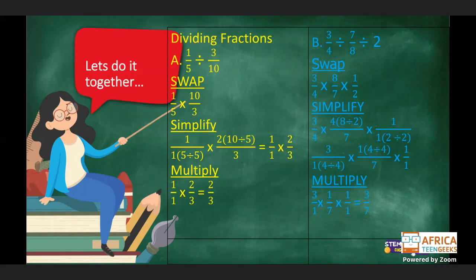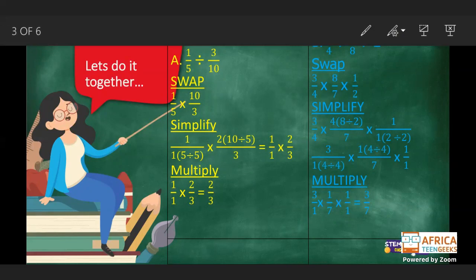Now, I have 2 examples here for you guys, step by step with different colors. For example number 1, we have 1 fifth divided by 3 tenths. So basically it's 1 over 5 divided by 3 over 10. You can't just go to your calculator and do it. You must do it step by step.